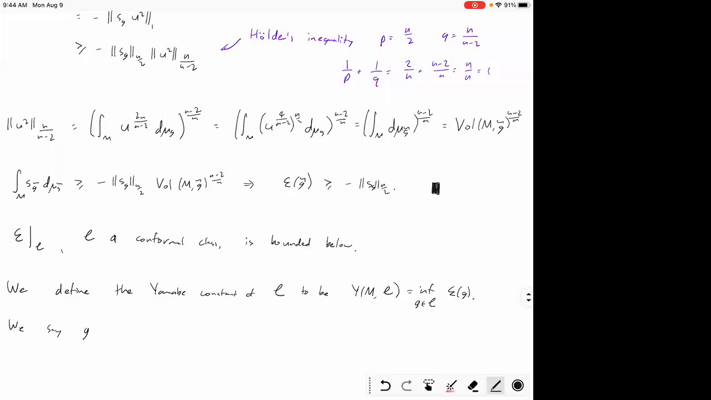So we say a metric g realizes the Yamabe constant of a conformal class if, first of all, the metric is in the conformal class and the Yamabe constant is equal to the value of the functional of that metric. So it's just saying the infimum is realized. Right? It's an actual minimum. So we call such a metric a Yamabe metric.